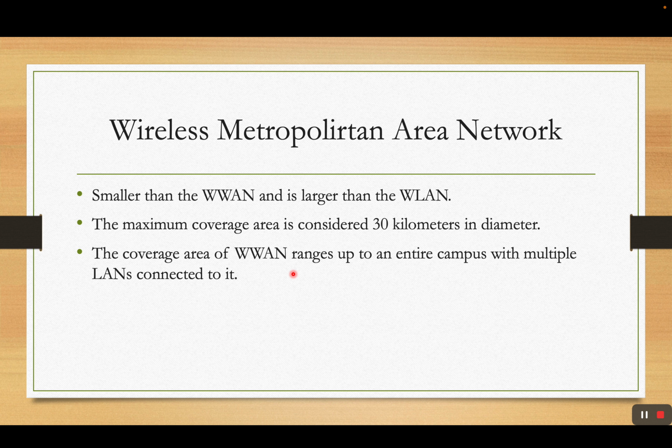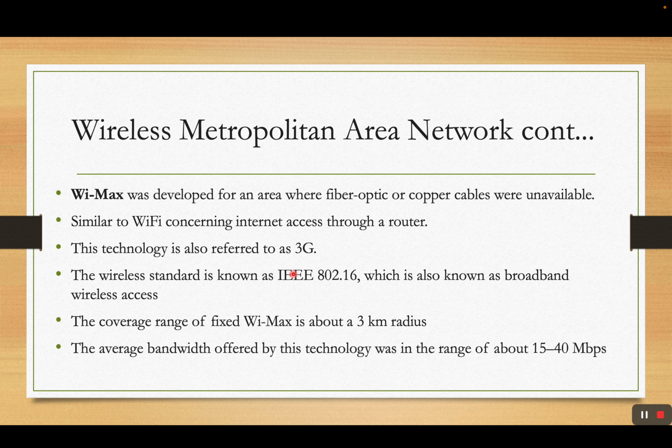Now, the large coverage area puts the wireless MAN at a bigger risk, by the way, of security and privacy breaches committed by hackers. Now, WiMAX was developed for areas where fiber optics or copper cables were unavailable. It's very similar to Wi-Fi concerning internet access through the router, and it's referred to as 3G. The standard by IEEE is 802.16, which is known as broadband wireless access.